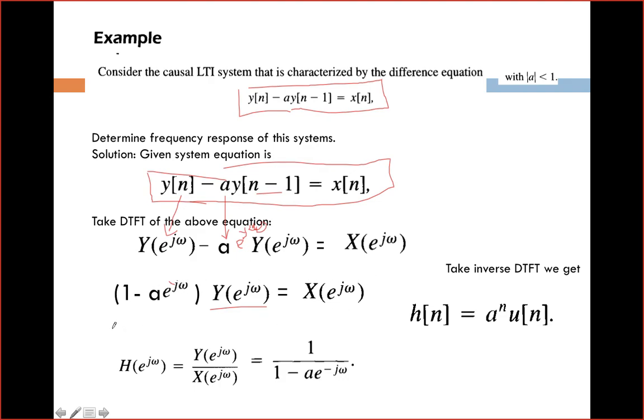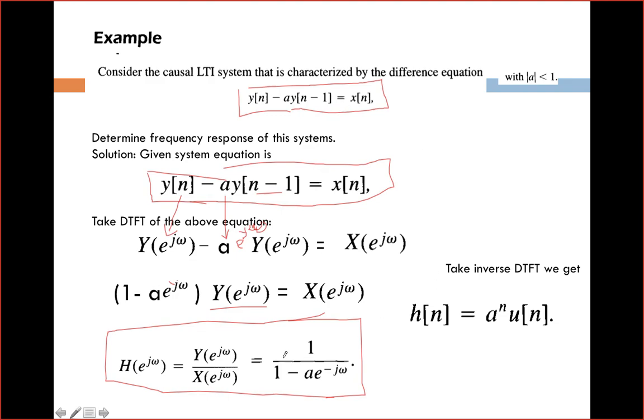Now I am going to take the ratio, the transfer function, that is Y of e power j omega by X of e power j omega. I will get 1 divided by 1 minus a into e power minus j omega. So this is the transfer function of the system given in the problem, which is y of n minus a into y of n minus 1 is equal to x of n.